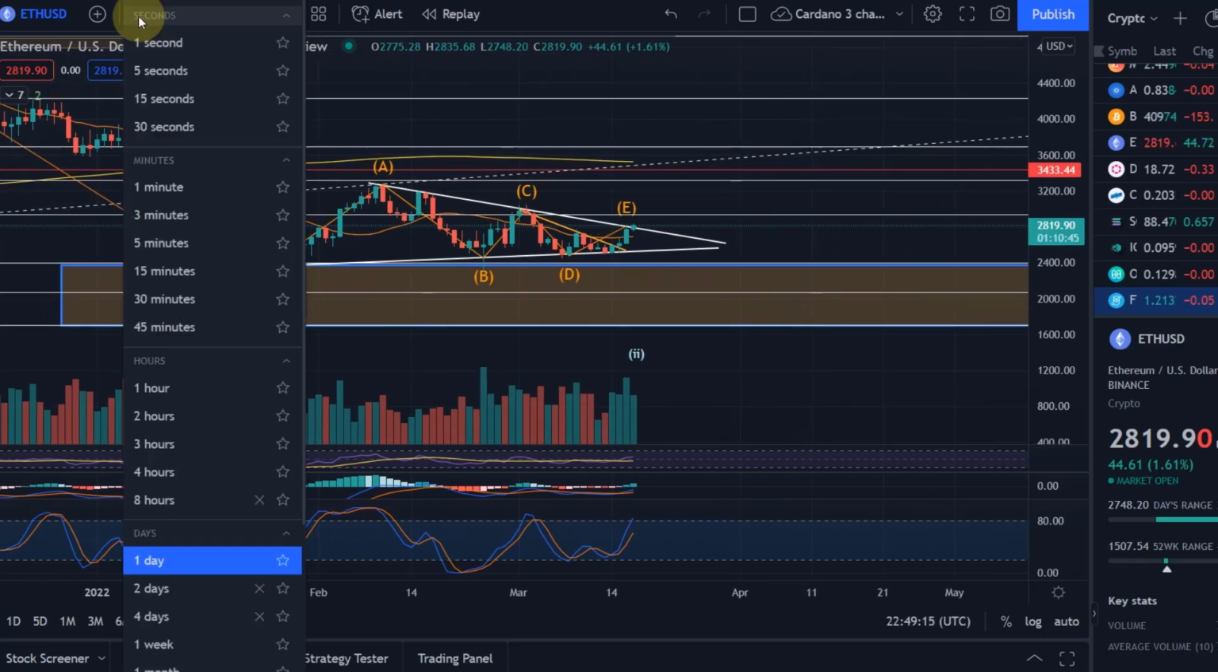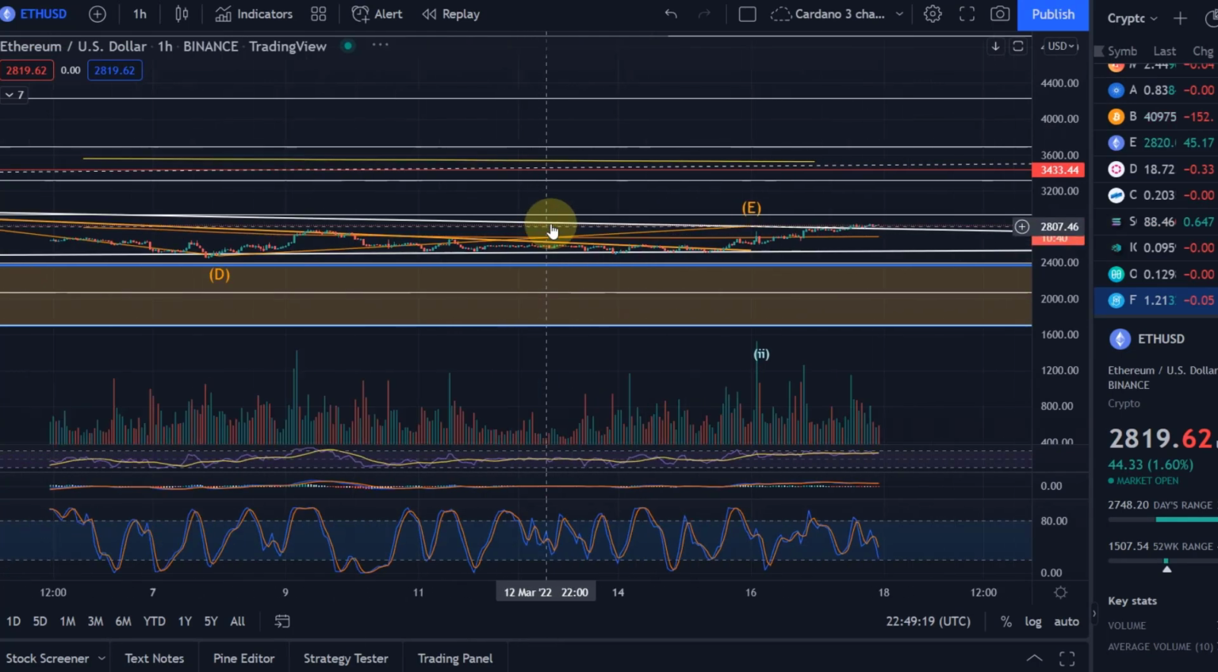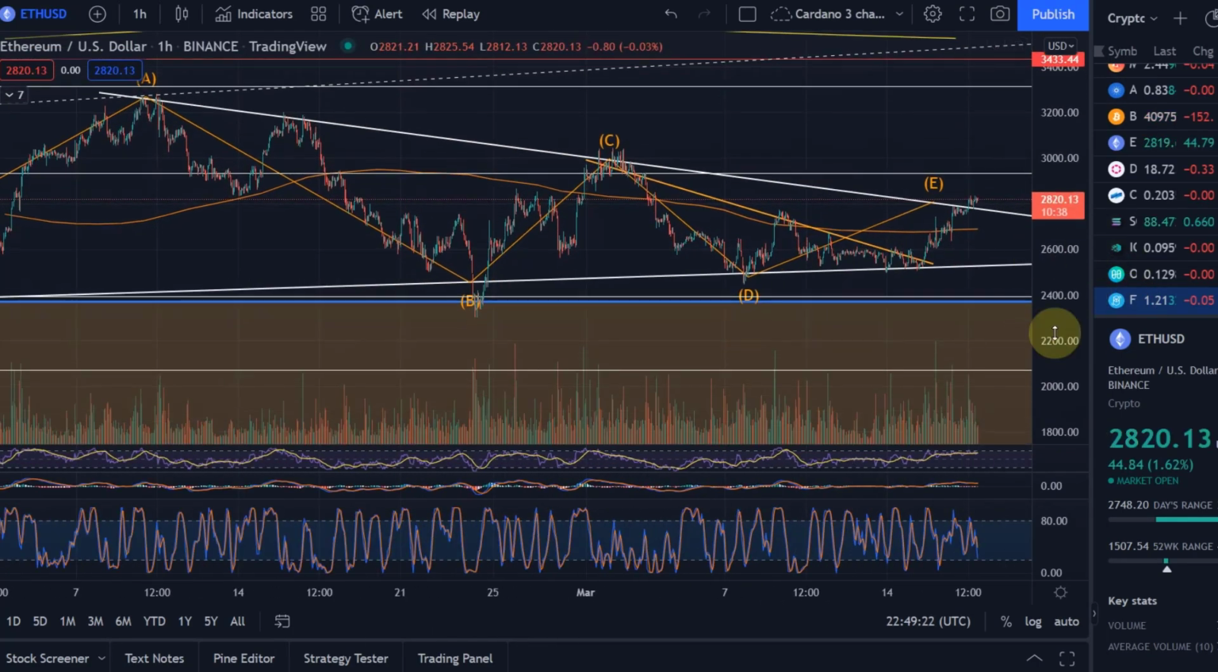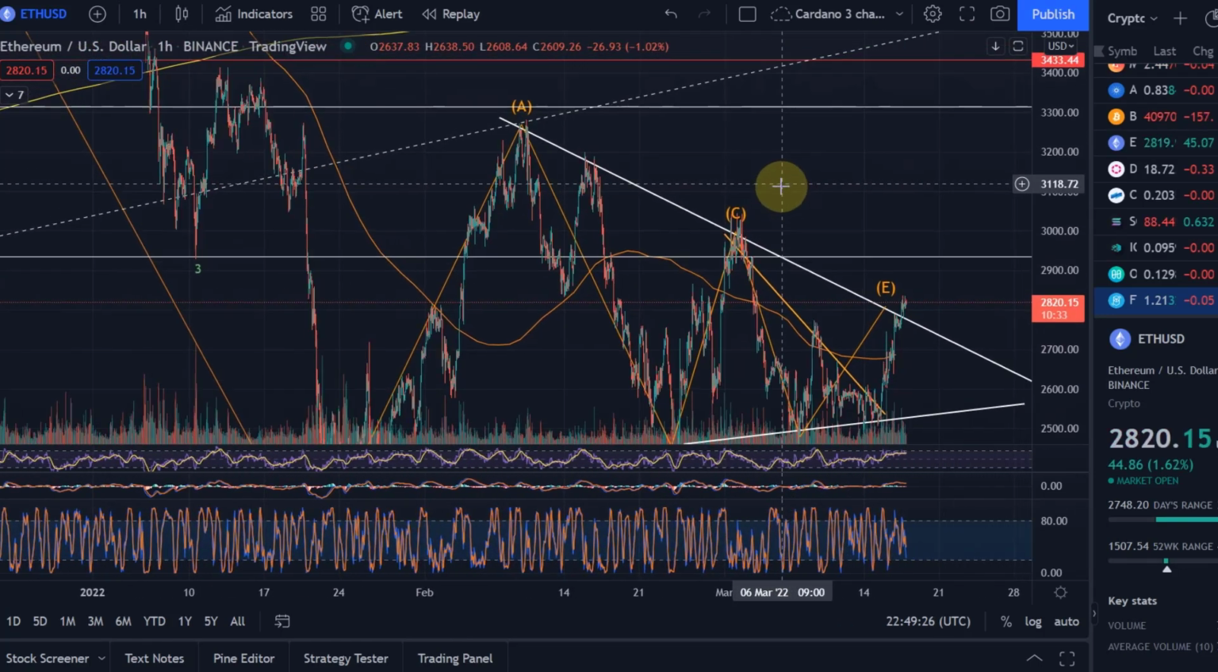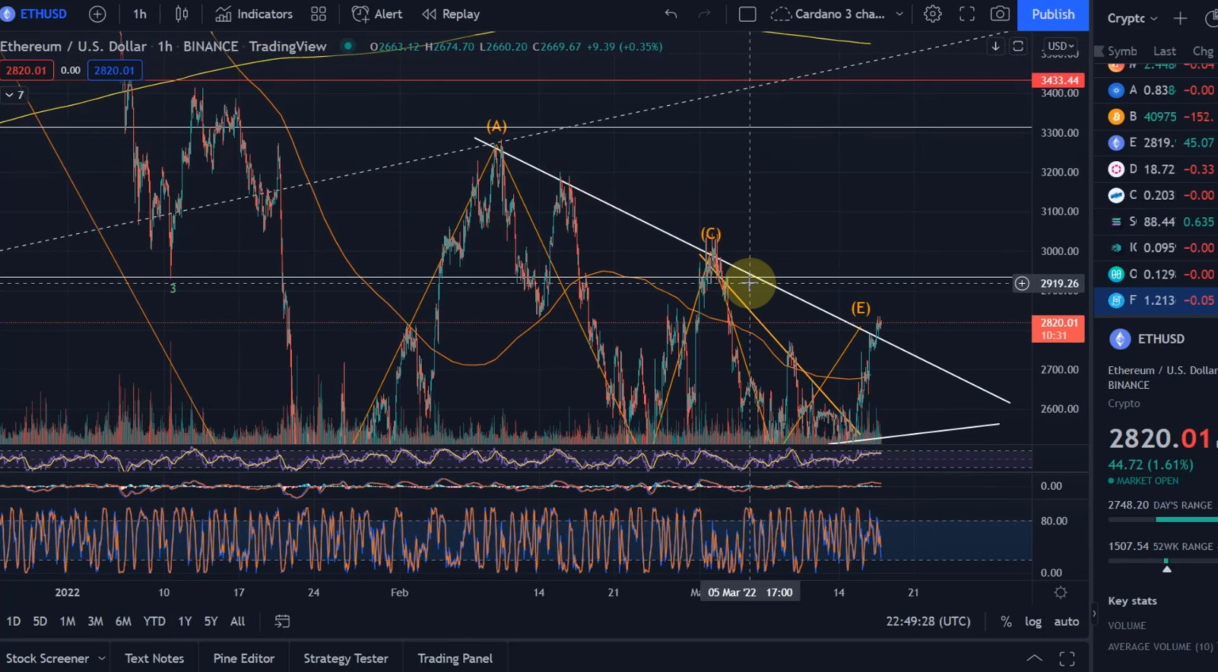Now, the observer of this video will have seen that we've actually broken out of this triangle. Now, is this invalidating what I've got on the chart here? Does this invalidate it? No, it doesn't.